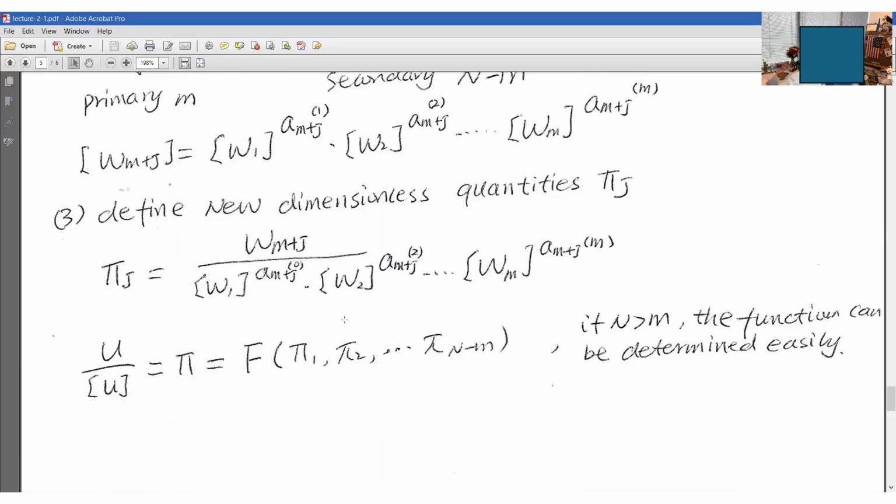They have not really disappeared. They have been taken care of by the process of making them dimensionless. So if capital N is greater than m, the function can be determined easily. Okay, guys, any questions so far?